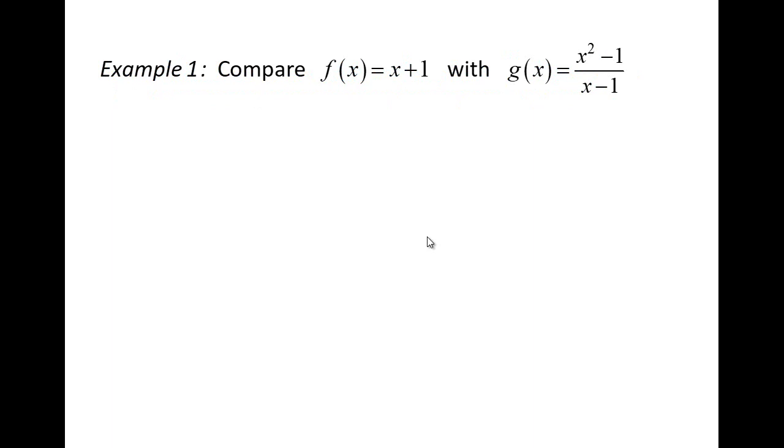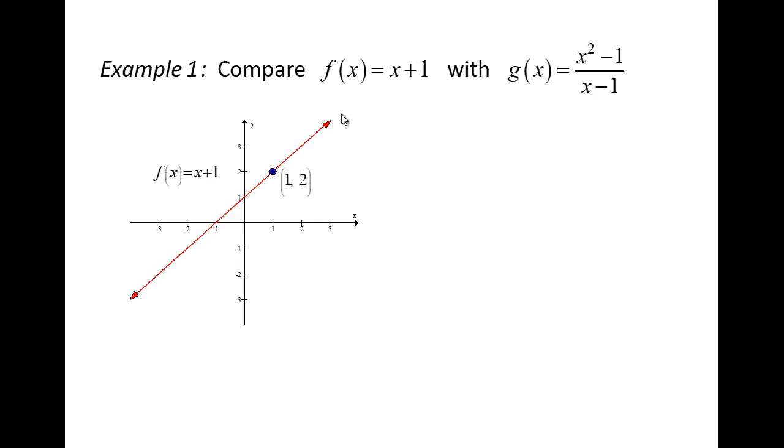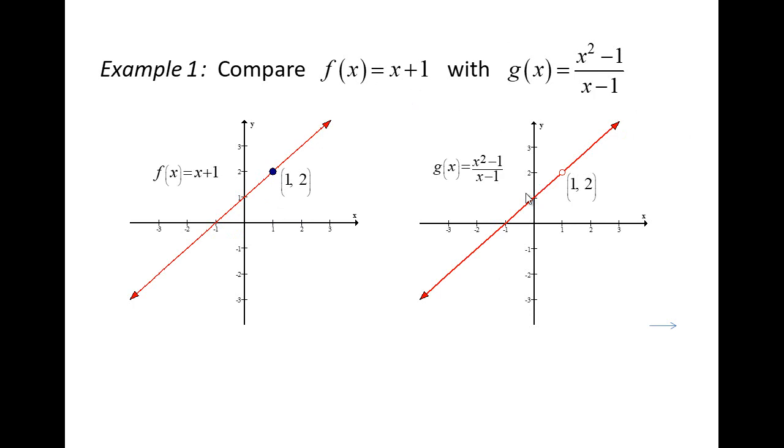Here is an example. Let's look at the function f of x is equal to x plus 1, and the function g of x is equal to x squared minus 1 over x minus 1. And we're going to compare these two functions. This is the graph of the function f, and this is the point (1, 2). So f of 1 is equal to 2. And here is the graph of the function g of x. And you can see that g of x is undefined at 1.